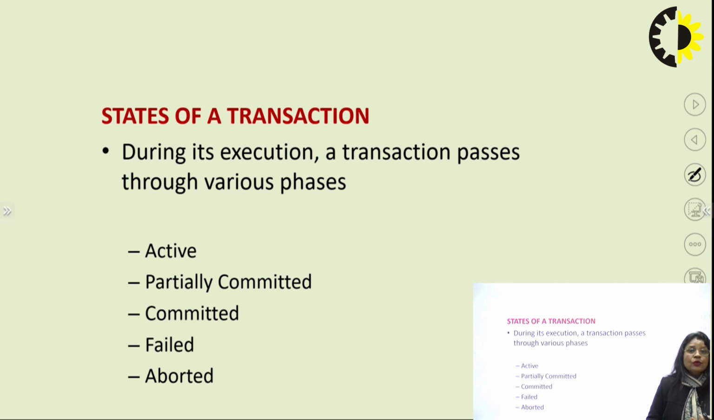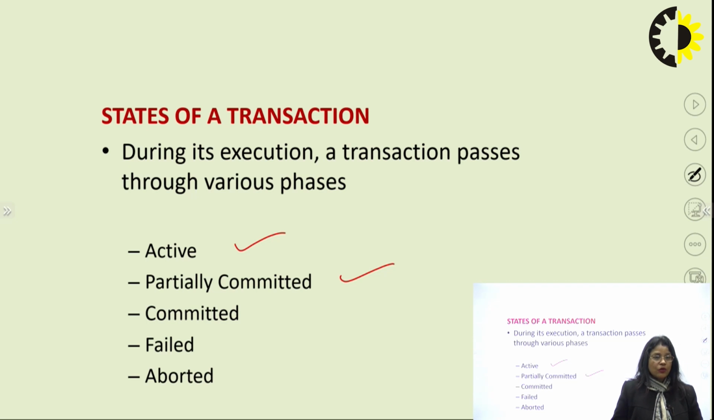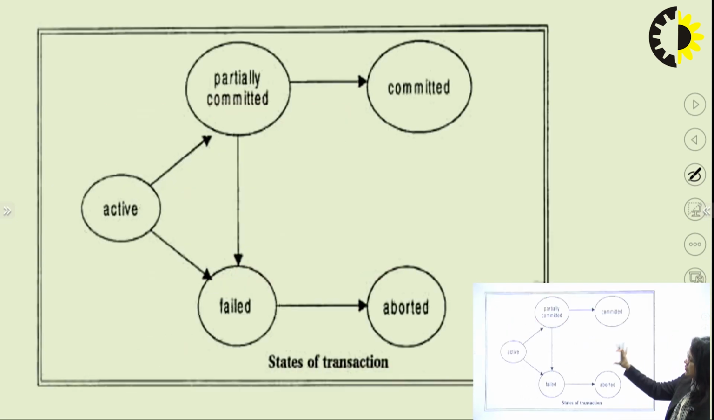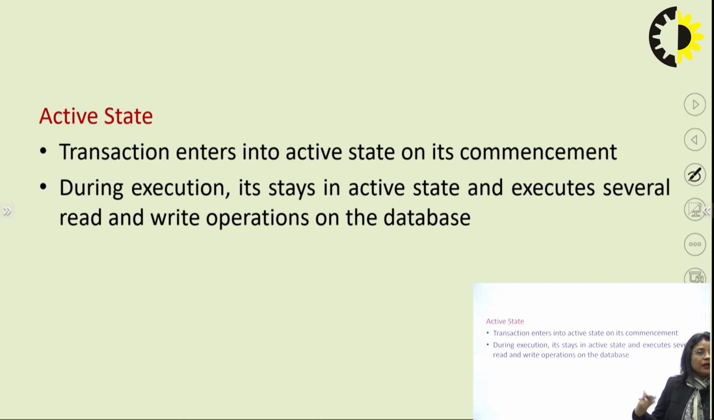We have understood what a transaction is, and we have understood the properties of the transaction. Now these are the states a transaction can have. During its execution, a transaction passes through these phases. A transaction can be in the active state, partially committed state, committed state, failed state, or aborted state, right? This is the figure. First of all, we need to understand what we mean by active state, partially committed state, failed state, committed state, and aborted. So come to the next slide, then we'll come again to that figure.